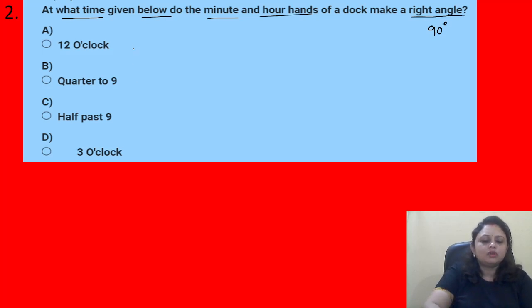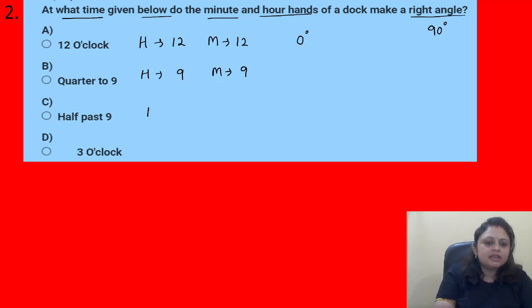Yes. So when it is 12 o'clock, the hour hand is at 12 and the minute hand is also at 12, right? So both are at 12. So the angle will be 0 degree. Quarter to 9, the hour hand will be near about 9, not exact 9, and the minute hand will also be at 9. So here also it will be near about 0 degree.